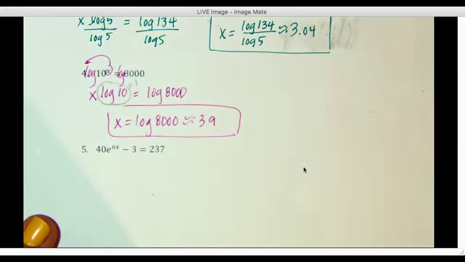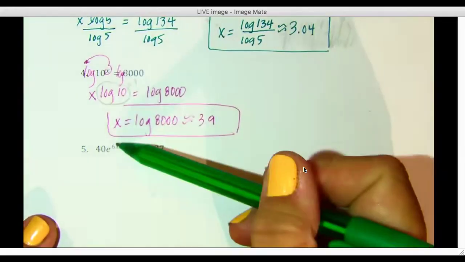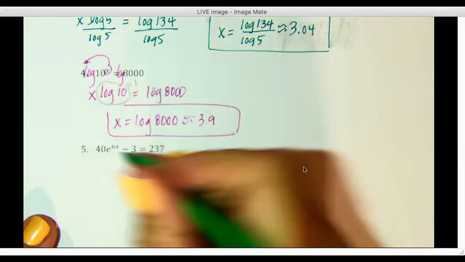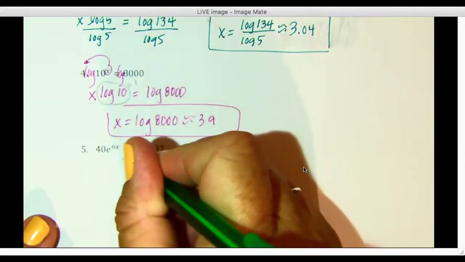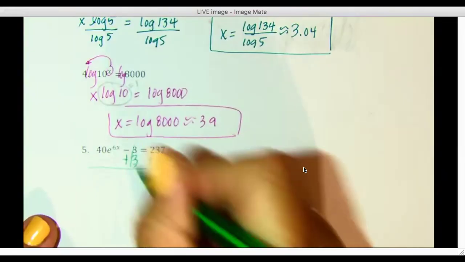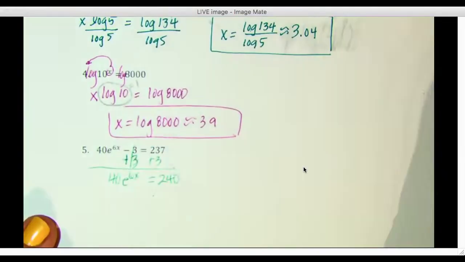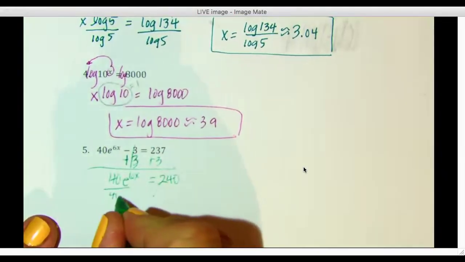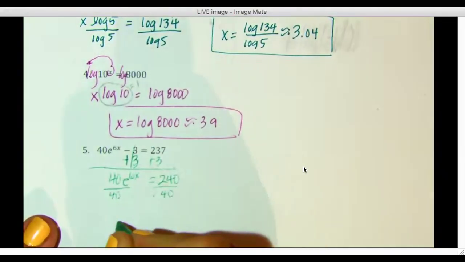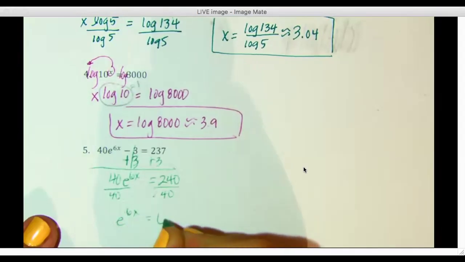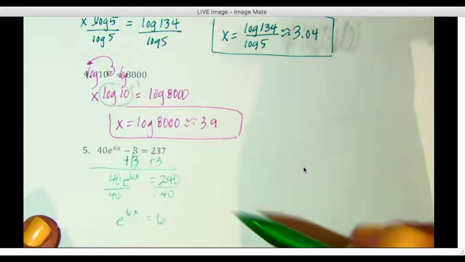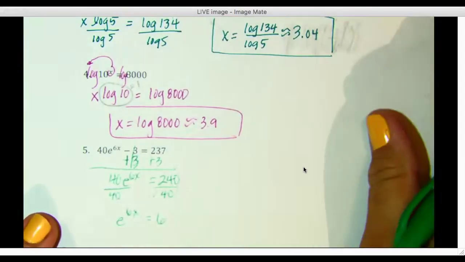In the next example, before I can start deciding whether I can use a logarithm or a natural logarithm or whether I can rewrite my bases, I need to get this exponential expression by itself. So I'm going to add 3 to both sides. And then I have 40e to the 6x is equal to 240. And I can divide both sides by 40. And I get e to the 6x is equal to 6. And now I can go ahead and start to think what method I'm going to use here.